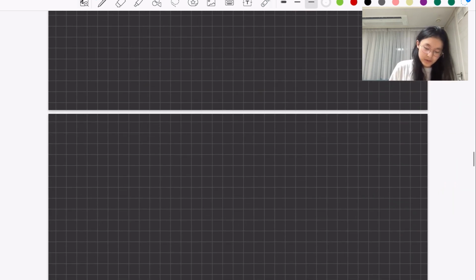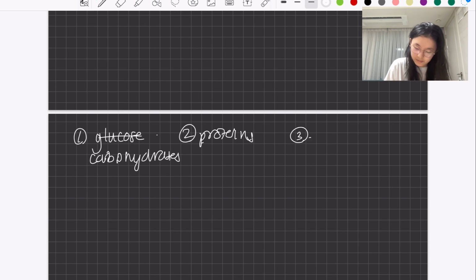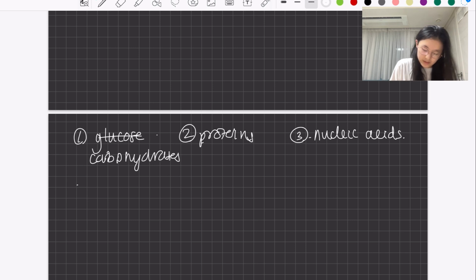In this lesson today, we're going to look into three different types of biological molecules, and that is going to be carbohydrates, and proteins, and nucleic acids. Okay, let's first start with carbohydrates.